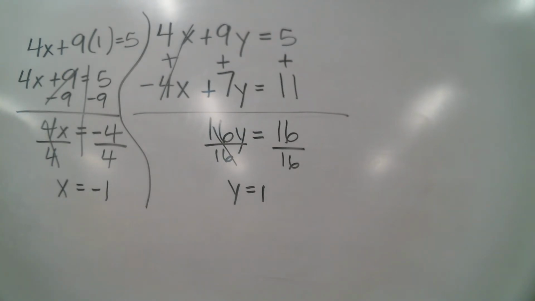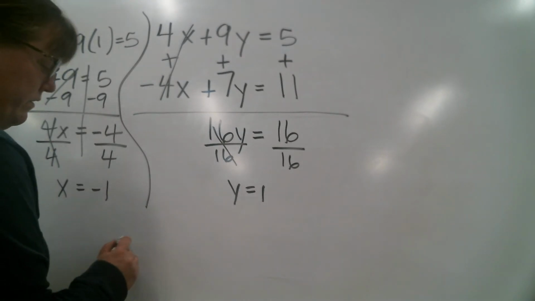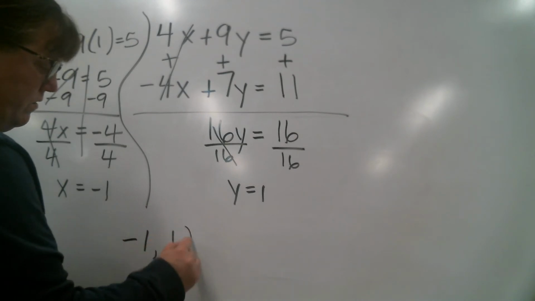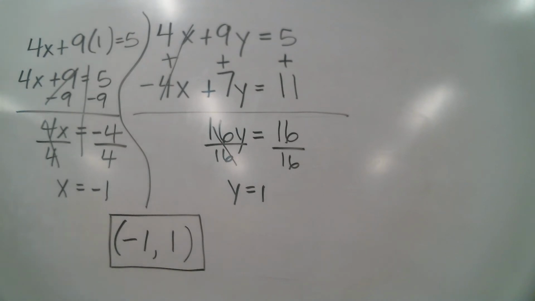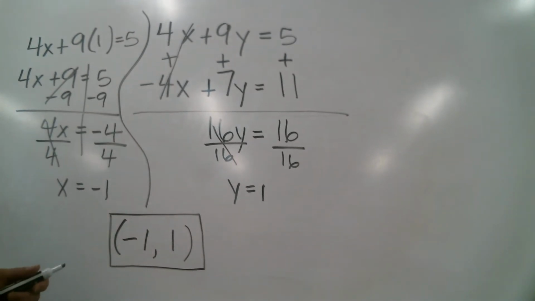So now I have an x and a y, and I'm going to write them as an ordered pair. Negative 1, comma 1 as my solution. Okay, I'm going to pause you.